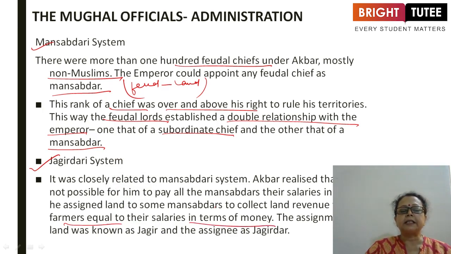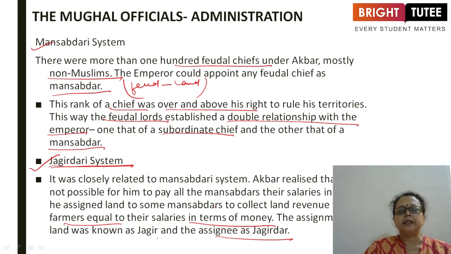He appointed Mansabdars to collect the land revenue from the farmers, which was just equal to their cash salary. This assigned land was known as Jagir, and the assignee was known as Jagirdar. This way the Jagirdari system was working. Both the Jagirdari and Mansabdari systems are related to each other.